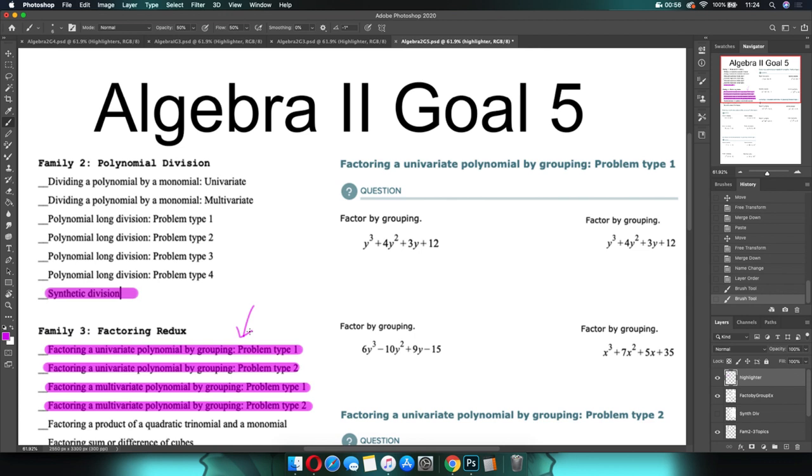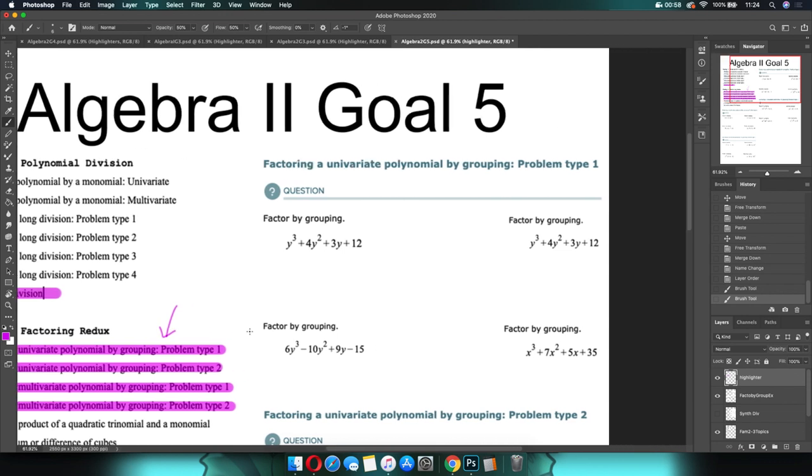So we'll start with the most basic of basics, factoring a univariate polynomial by grouping problem type 1. This is the easiest of the cluster of 4 because they basically hand everything to you on a silver platter. The whole point of factoring by grouping, and the reason why they say grouping, I'll zoom in a little bit.